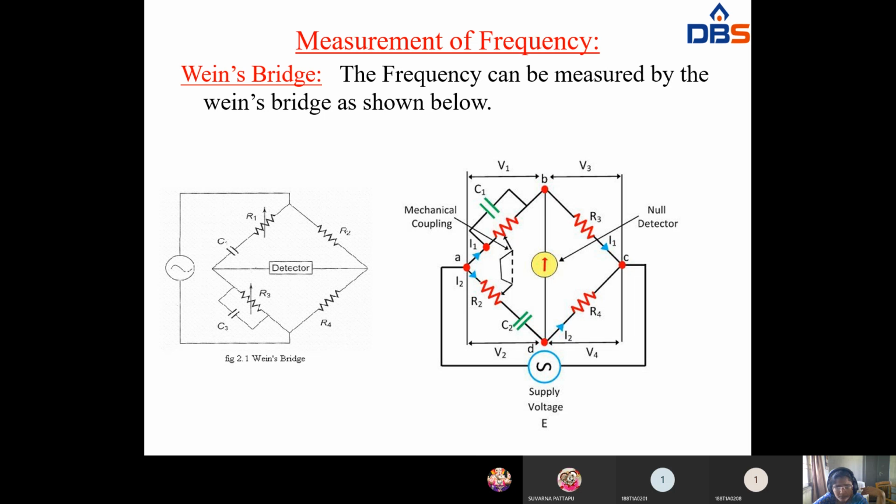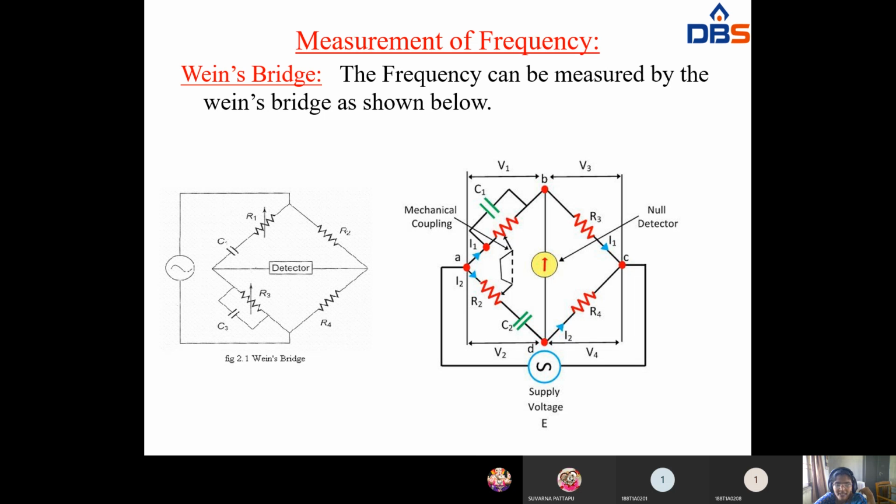So here also, the Wien's bridge is formed by 4 arms: AB, BC, CD, AD. In the place of AB, you have to connect the resistor in parallel with the capacitor. In place of BC, you have to connect only the resistor. In place of AD, you have to connect R2 C2. In place of CD, you have to connect R4.